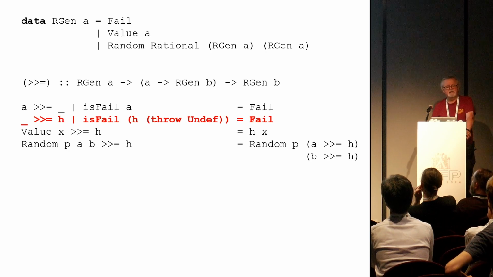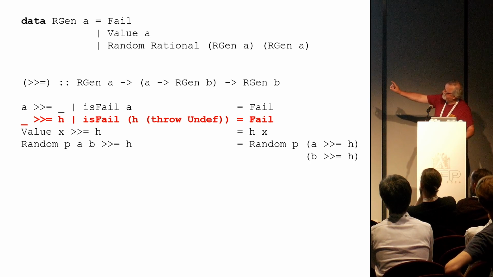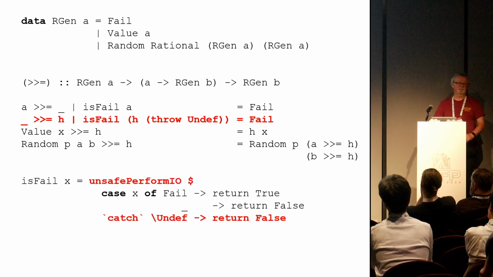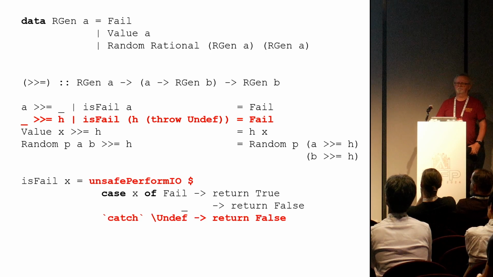Okay, so before we start exploring the randomness in the first argument, if the continuation h fails in any case, no matter what we pass to it, then we fail immediately. So you might have been a little suspicious of this is-fail function. What is that? It's the secret sauce. That's where the unsafe perform IO is.